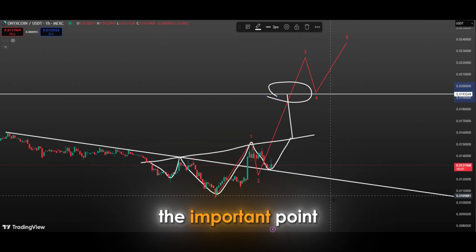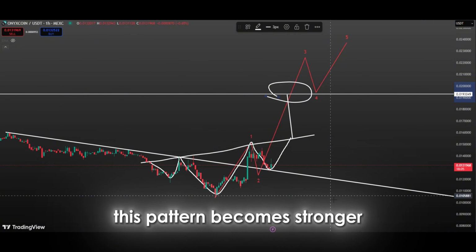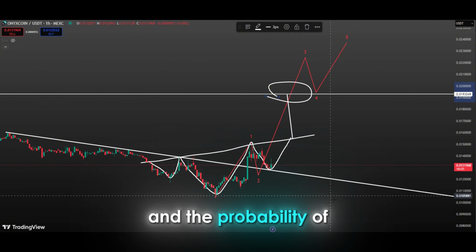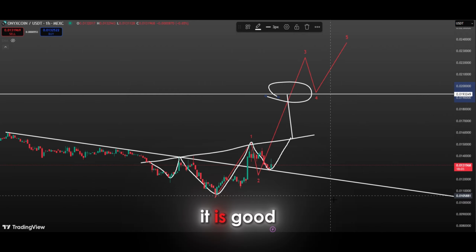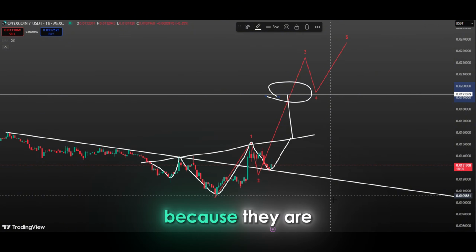However, the important point here is whether the breakout is voluminous or not. If a breakout occurs on volume, the validity of this pattern becomes stronger and the probability of the price reaching the set target increases. It is good that the downtrend break and this pattern are happening at the same time because they are both bullish.